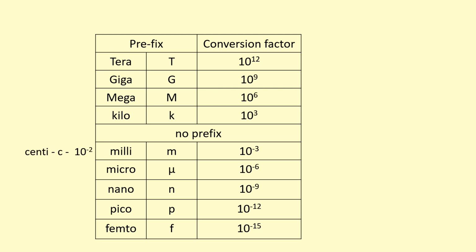And then we've got some that don't fit the pattern. We've got centi, which is 10 to the minus 2. For example, a centimeter is a hundredth of a meter. And then we've got deci as well, which we rarely use in physics, but it's more of a chemistry thing, which is a tenth of a meter.